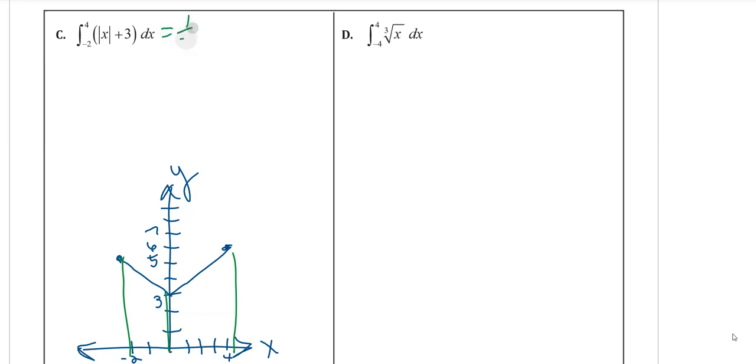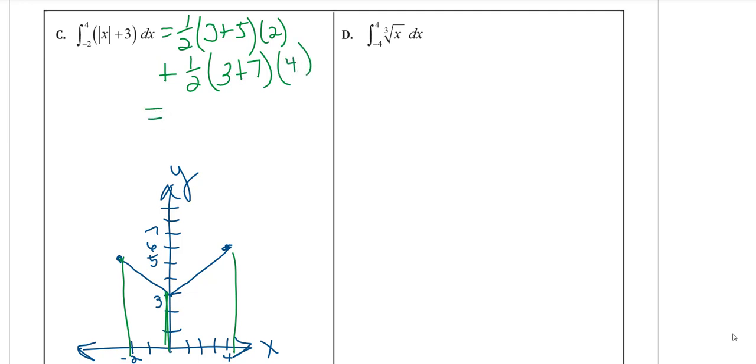So this is going to be 1/2 my two bases. So here I have a base of 3, and on the other side I have a base of 5, and the width is 2. And I'm going to add to that the other trapezoid where I have a base of 3 and another base of 7, and this time my width is 4. So when I do this, the first trapezoid has an area of 8, and the second trapezoid has an area of 20. So I get a total area of 28.